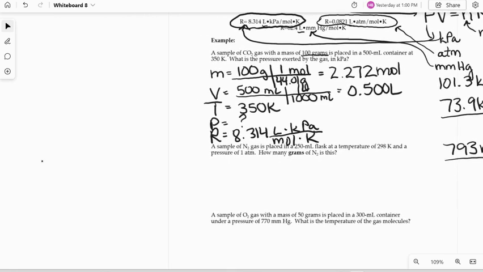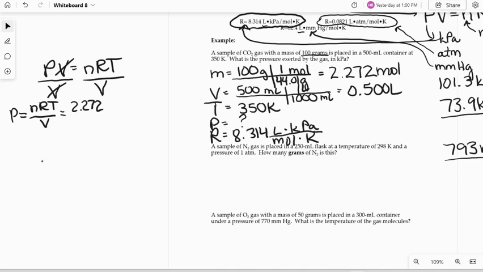Let's go over here and rearrange our ideal gas law to solve for pressure. So it's PV equals nRT. I'm going to get P by itself by dividing both sides by volume. That allows me to cancel this out, and my formula becomes P equals nRT over V. So 2.272 moles, times 8.314 liters kilopascals per moles K, times 350 K.